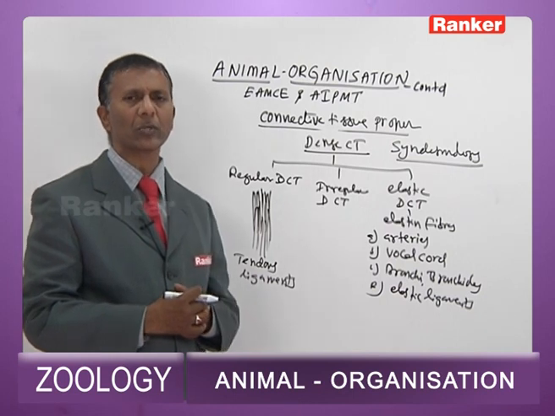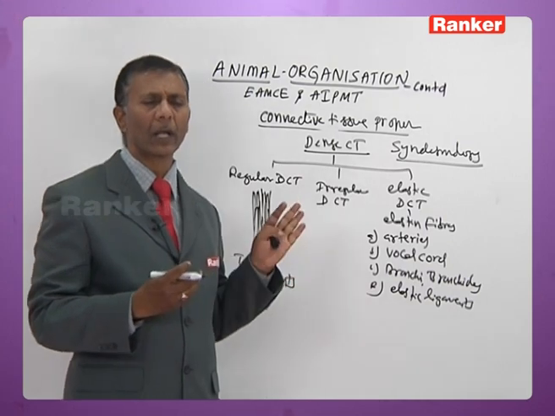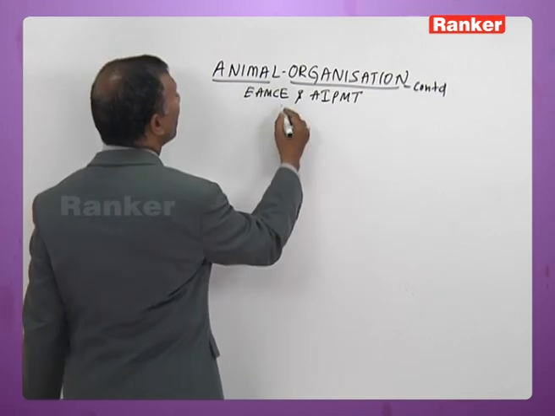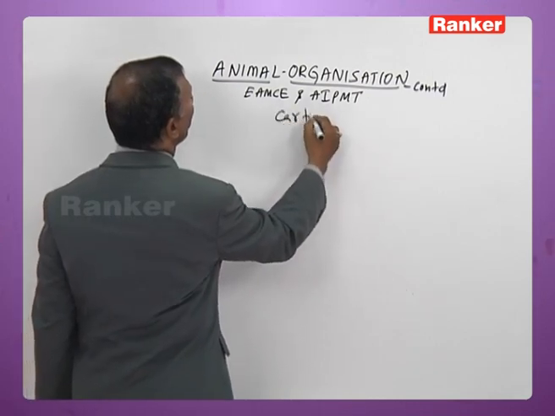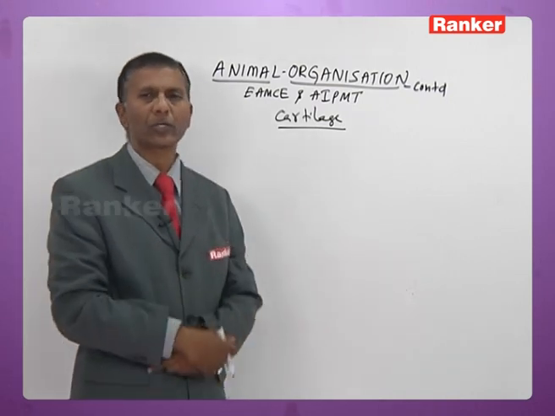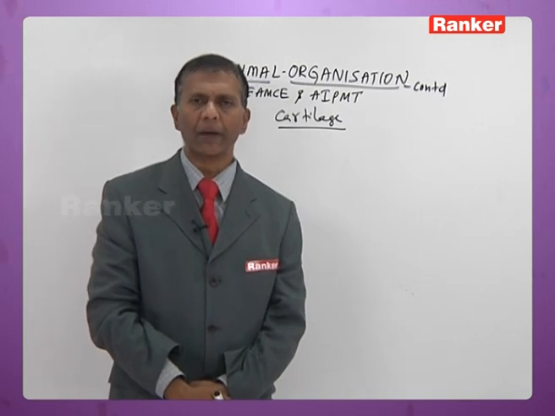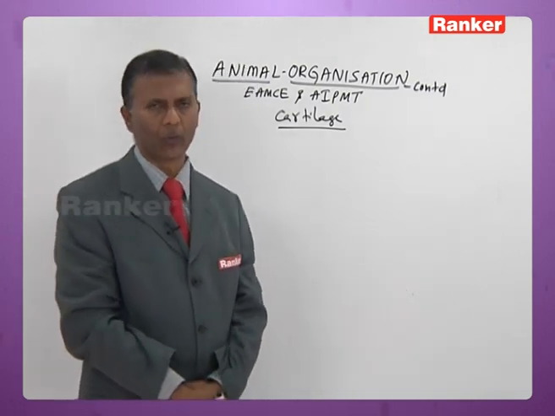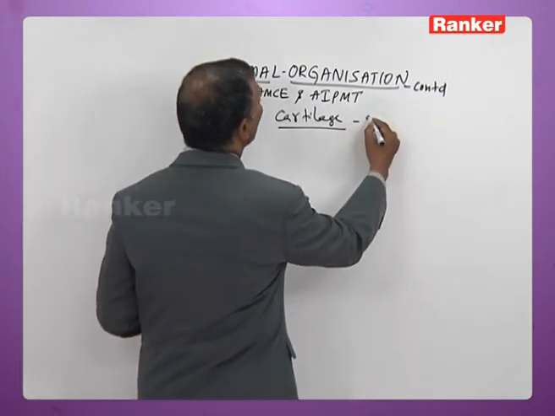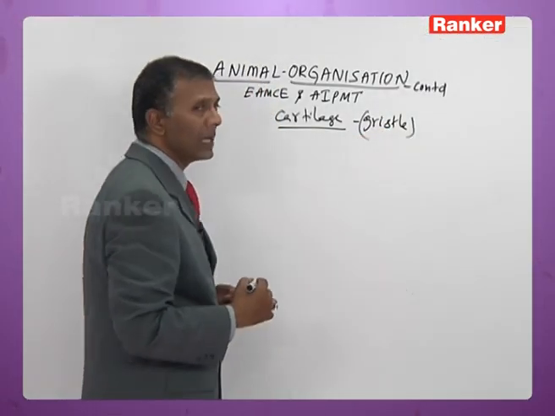So, the mature connective tissue is divided into loose connective tissue and dense connective tissue. You have learnt about types of loose connective tissue and types of dense connective tissue. Now, we will talk about supportive connective tissue. As I gave you the classification earlier, it is divided into two types, cartilage and bone. First we will start with the cartilage. Cartilage is also called gristle.